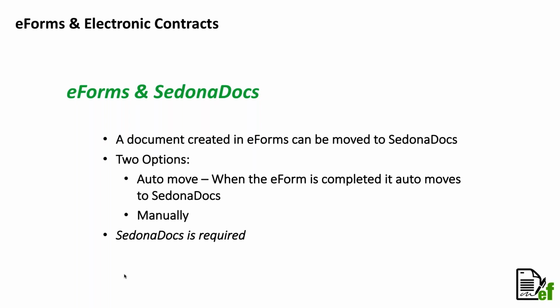It manually moves. All documents, when they move from eForms to Sedona Docs, the security level is set to level 2. So it's not a level 1, it's a level 2 document by default. And remember, Sedona Docs is required. So you can only use this feature if you have Sedona Docs.